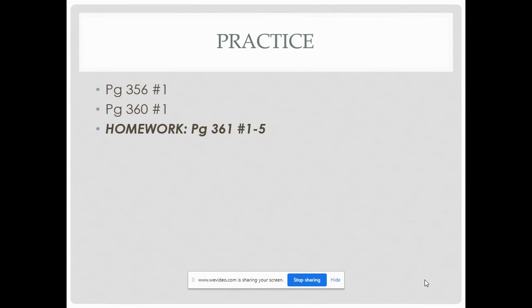Okay, so I do want you to practice the graphing. It's really, really important to know how to do that because that will be on your first assessment this week for this unit.